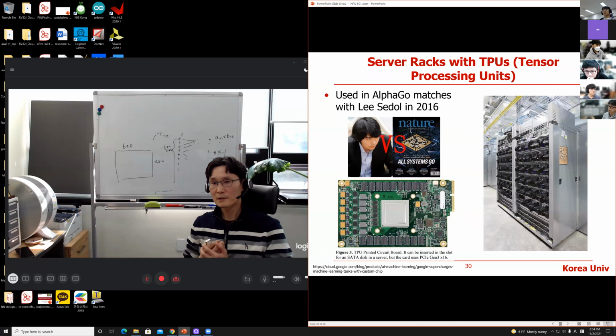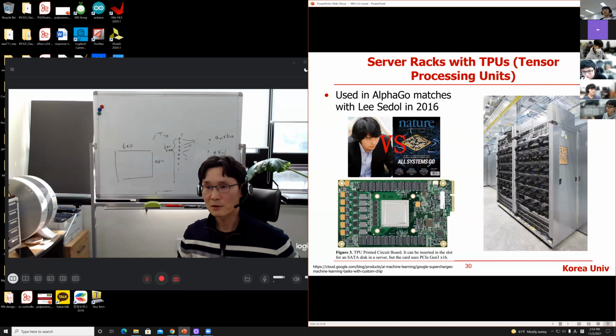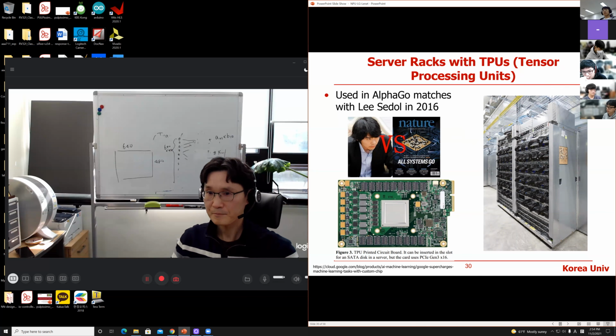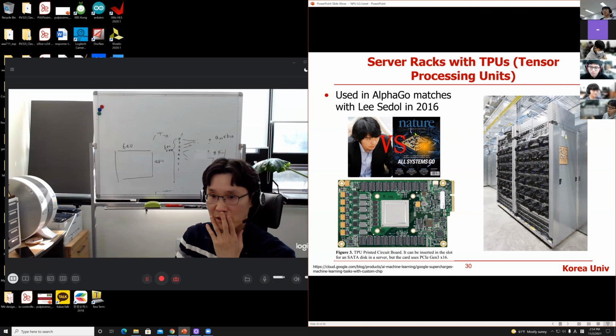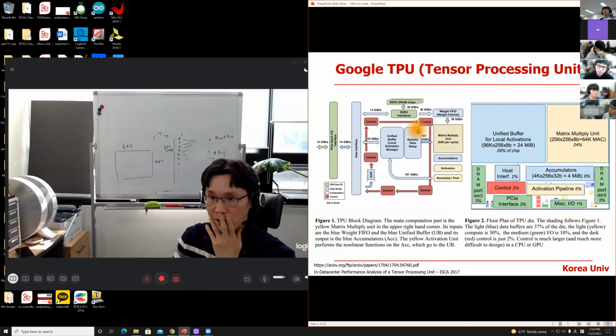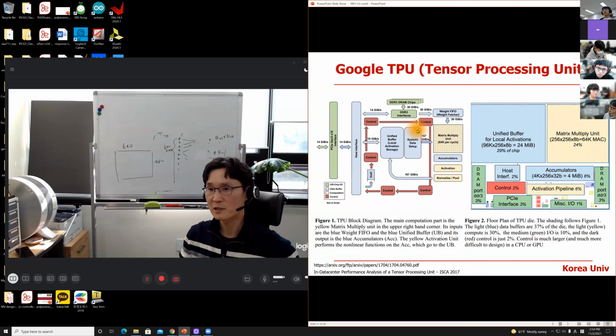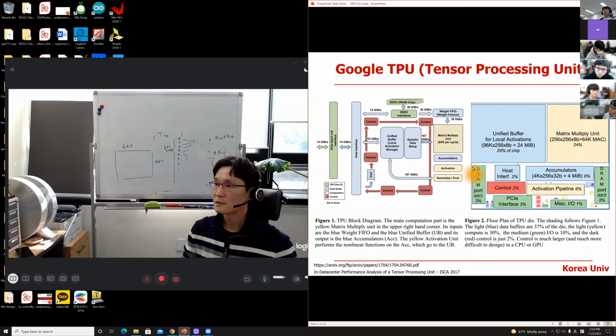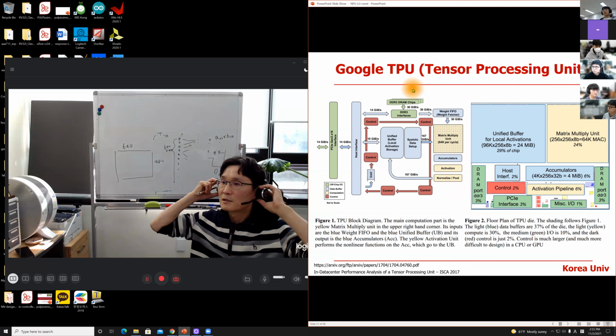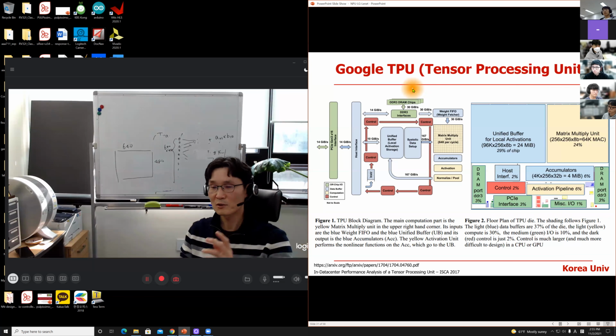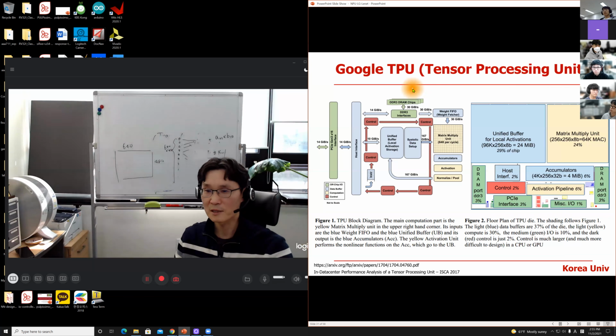Okay, then let's talk about the TPU, which got famous because of that competition, AlphaGo. And who is presenting this paper? Who selected that paper? Seung-Hoon, you selected? Okay, probably Seung-Hoon will explain in detail about that.